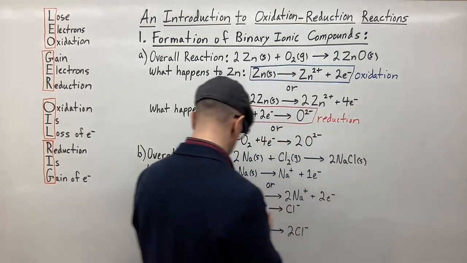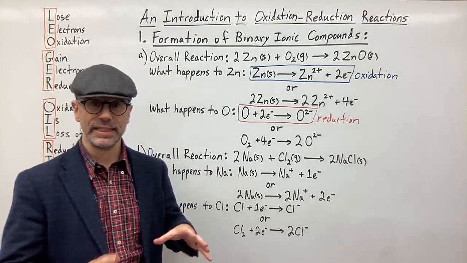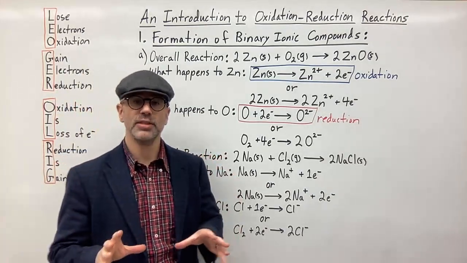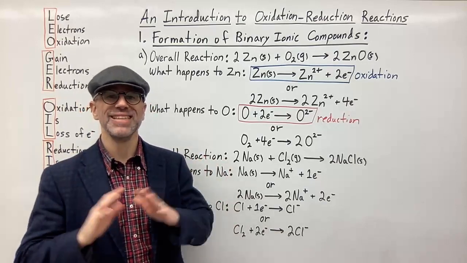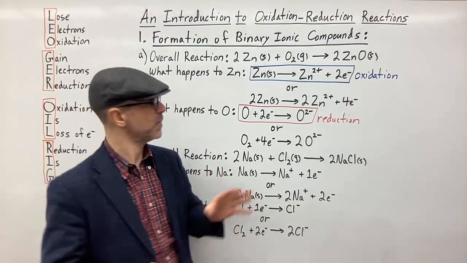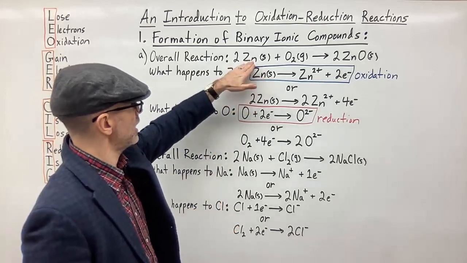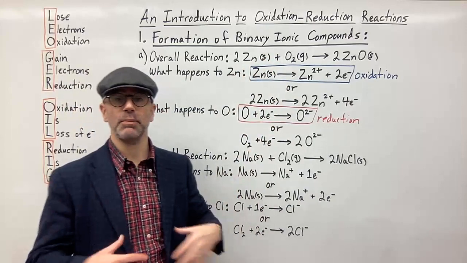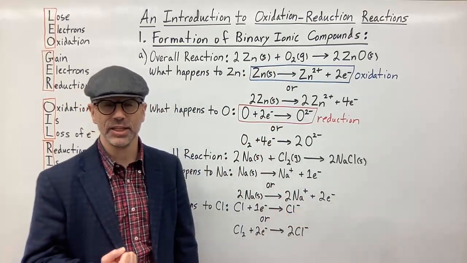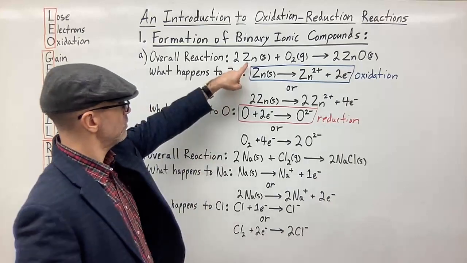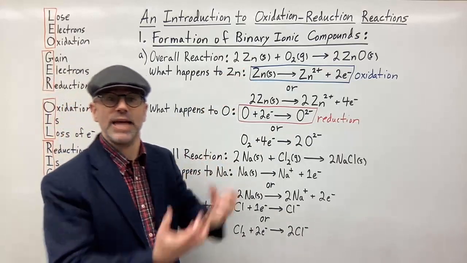So it's really important to understand at this point that both of these half reactions are happening simultaneously during the reaction. How is that? So we have zinc and we have oxygen. We have a metal and a non-metal. Metals love to give away electrons. Non-metals love to take the electrons. So zinc is not going to lose electrons unless there's something there to take them.